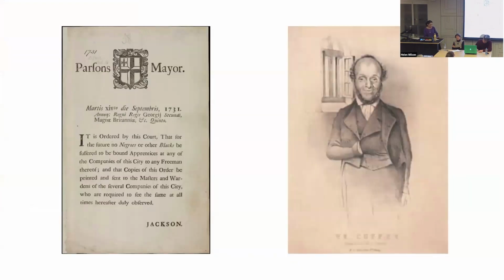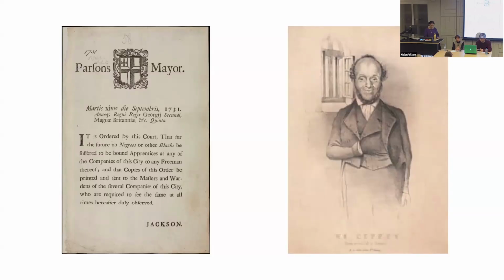Okay, so earlier I spoke about the 1731 order in the City of London that prevented Black people from joining Labour companies and therefore prevented them from voting. On this slide there is the copy of that order from the London Archives. This is because of a man called John Satir. He was born enslaved in Barbados and was brought to England as a child.